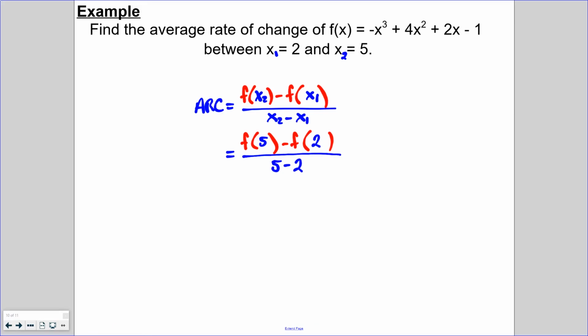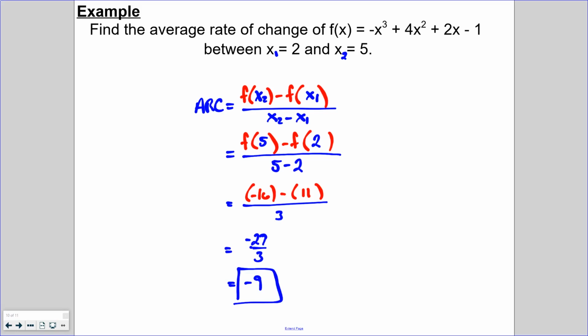And then using our calculator trick again by putting these into the table feature of our calculator, we can figure out that f of 5 is going to be negative 16. Thank you, Mr. Calculator. And f of 2 is going to be 11. And that's going to be all over, let's see, 5 minus 2 is 3. And then we can simplify this down to get negative 27 over 3, which is going to give us a final rate of change of negative 9. And as we can see, there are no units given, so we can stop right there.